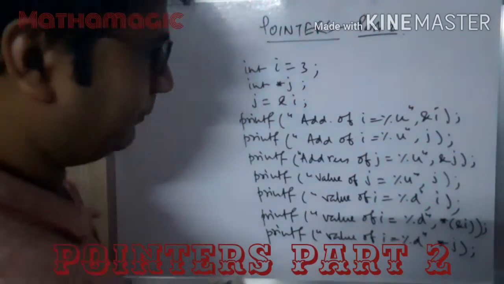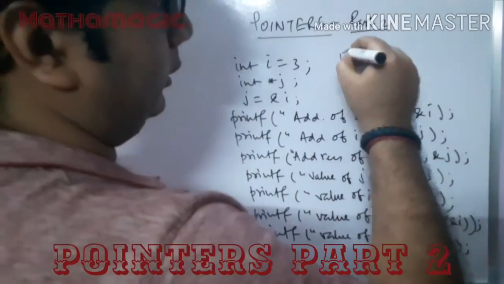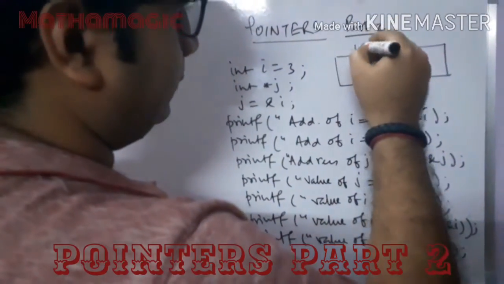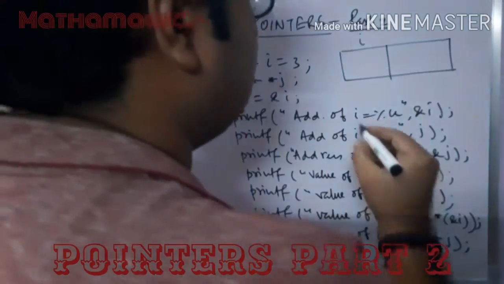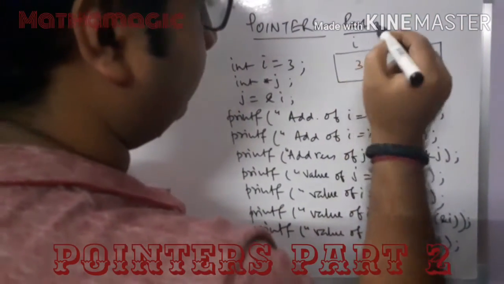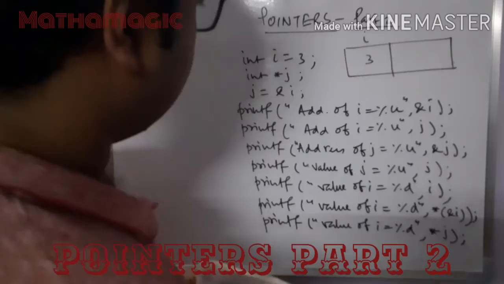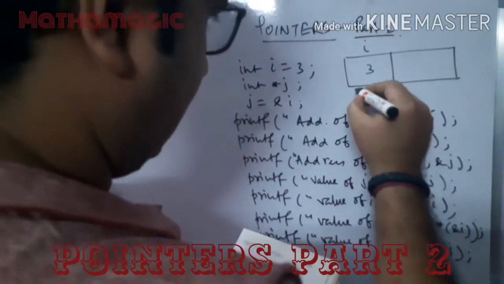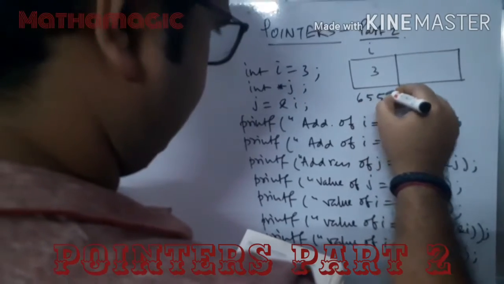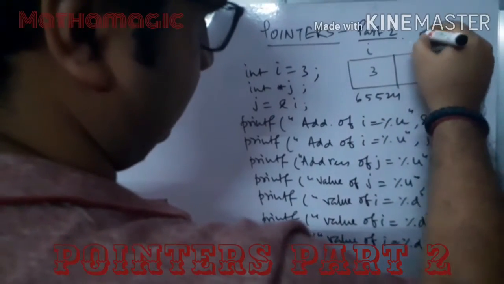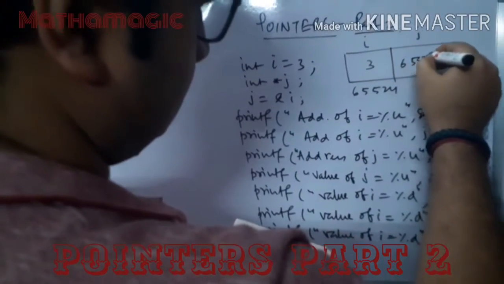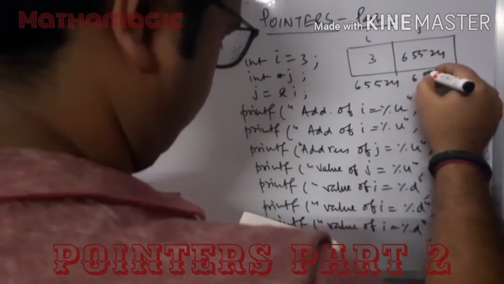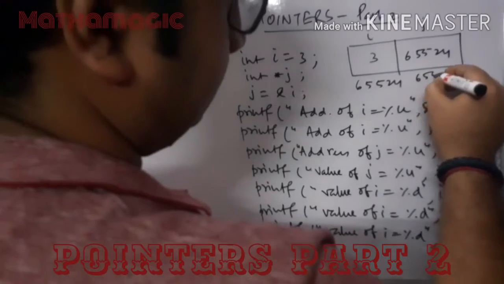Now we have written the program and we'll write down the memory map so it will be easy to understand. Let there be one i which has a value of 3, which is written in the program itself, and let the address of i be 65524. The value of j is this address 65524, and let the address of j be 65522.